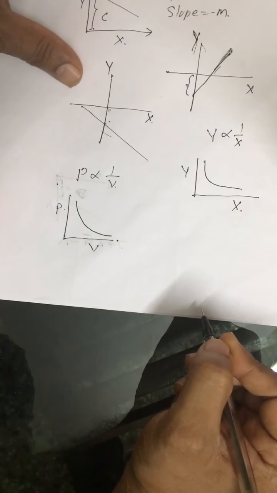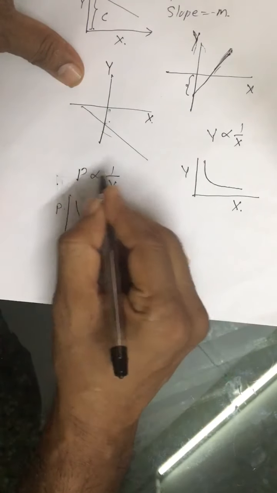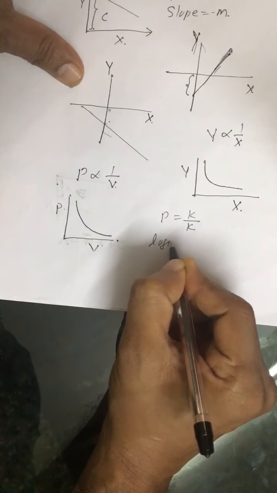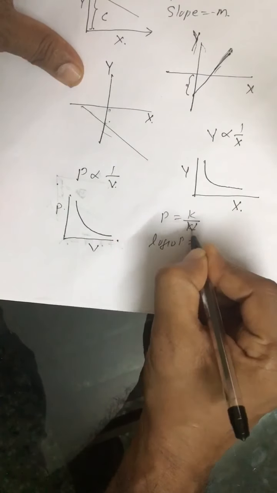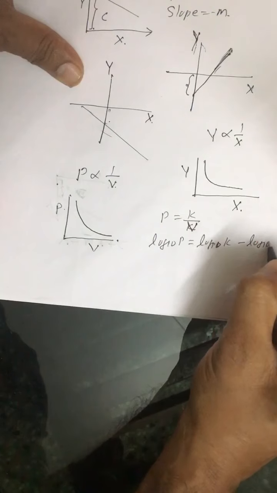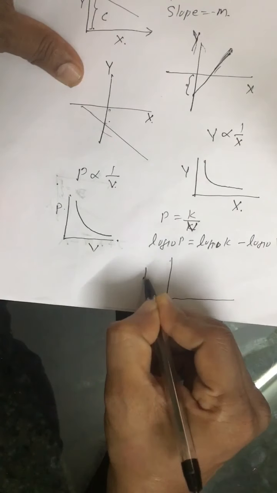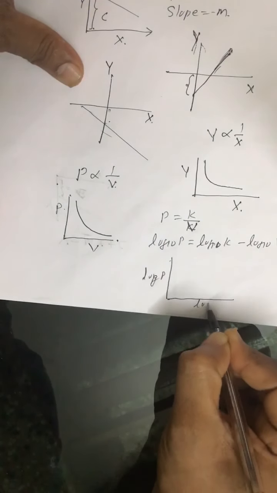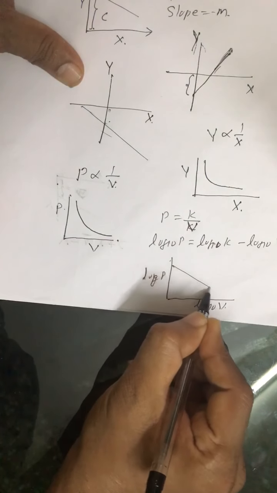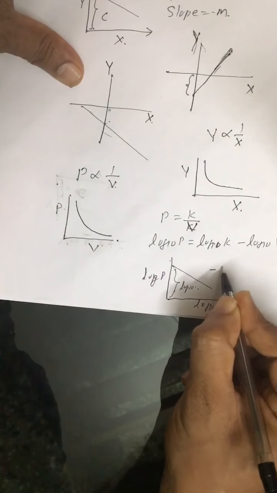From this, P is inversely proportional to V, P is equal to K upon V, or you can say log of P is equal to log of K minus log of V. If you draw a graph between log of P versus log of V, you get a negative slope. Intercept is log of K, and slope is -1.